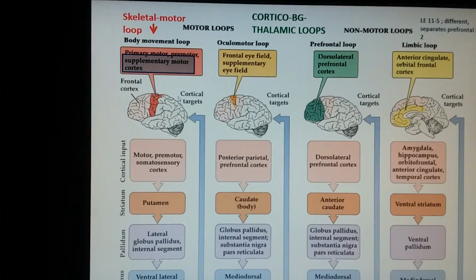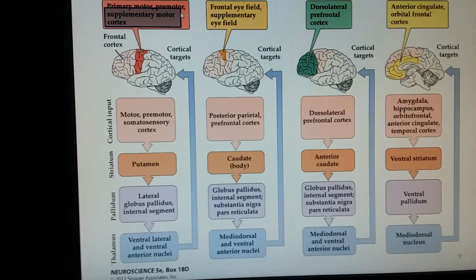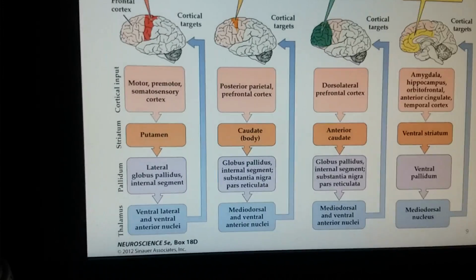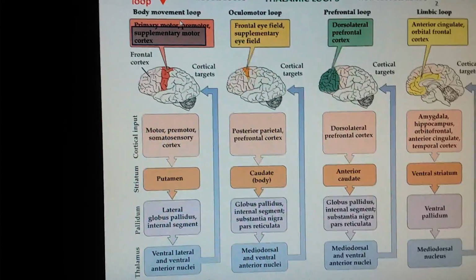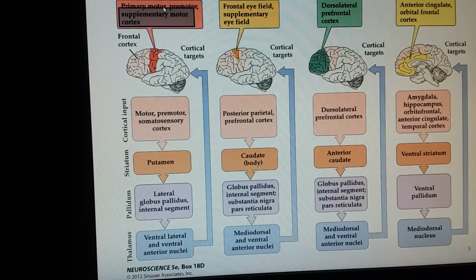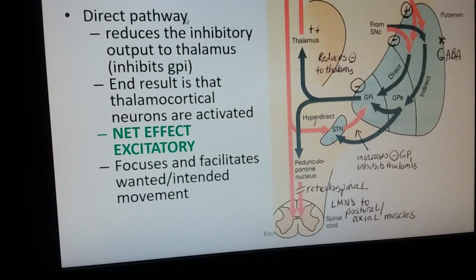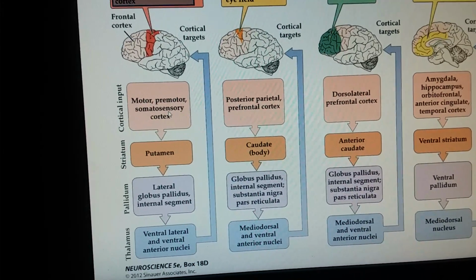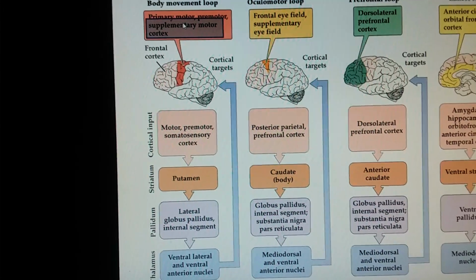This is the skeletal motor loop, what they call the body movement loop. Okay, that's what's of most concern to us as physical therapists. So what's happening here? Where's the information coming from? It's coming from the primary motor cortex, some from the premotor cortex, but importantly also from the supplementary motor cortex.